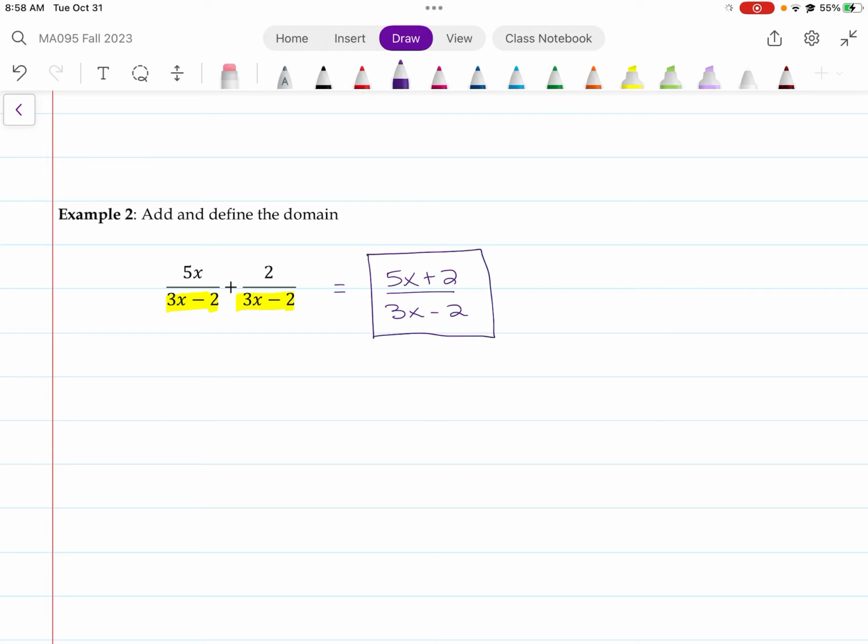So what is the domain? Remember 3x minus 2. Let's figure out the domain here.